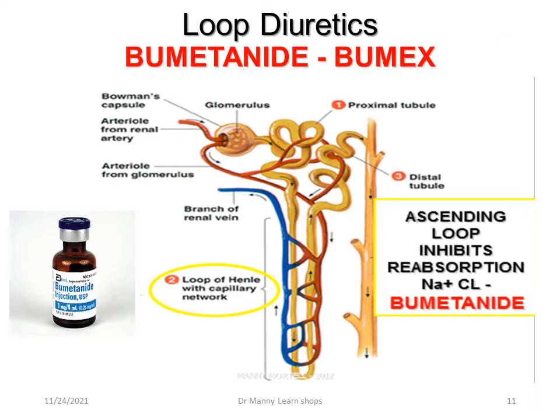Another loop diuretic is bumetanide. Trade name Bumex, but there are lots of them. And this is an ascending loop diuretic which inhibits reabsorption of sodium and chloride again within the loop of Henle.